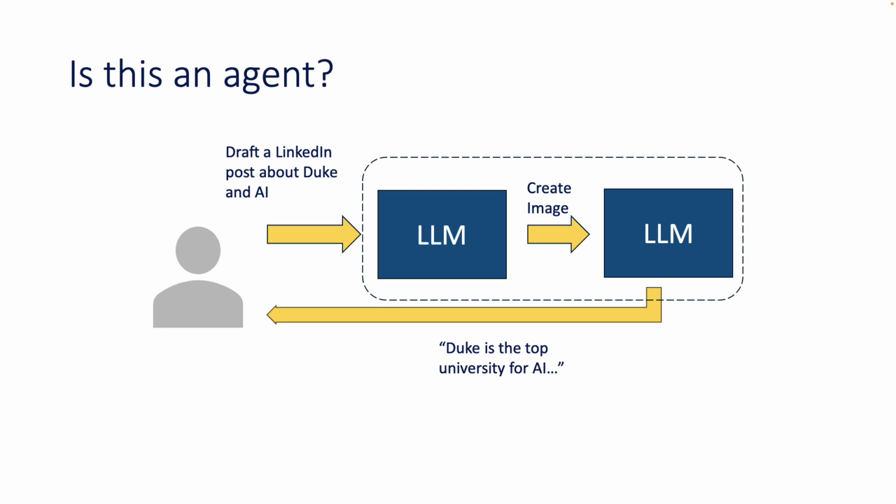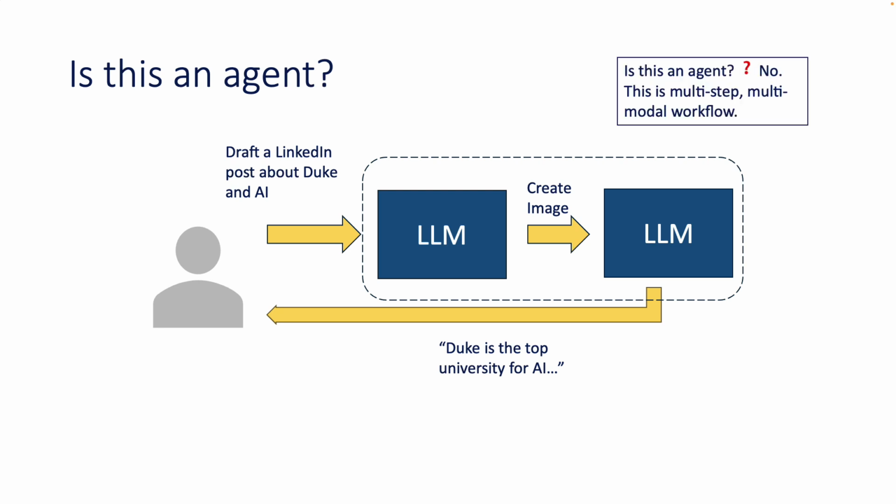Okay, next thought experiment. Let's say you want to draft a LinkedIn post about Duke and AI, but now you want to have it create an image because we know images are going to make or break your LinkedIn post. So we send that to the LLM. The LLM writes the post. It then creates an image that is appropriate for the content of that post and sends it back to you. Would this be considered agentic? Also, probably not. This is just a multi-step, multimodal workflow.